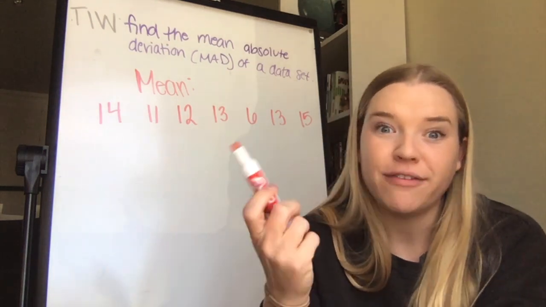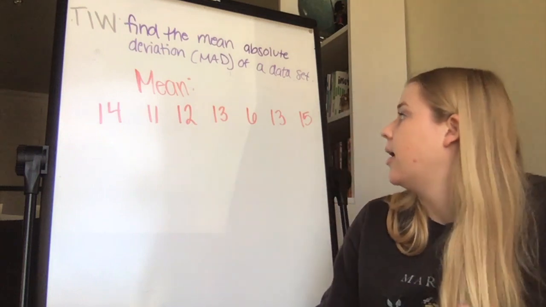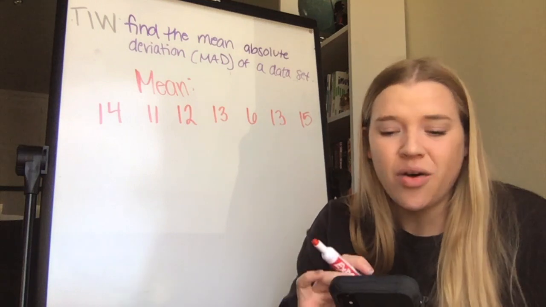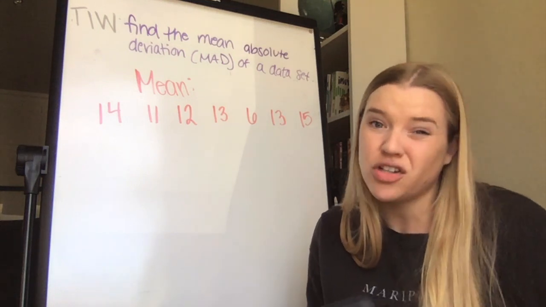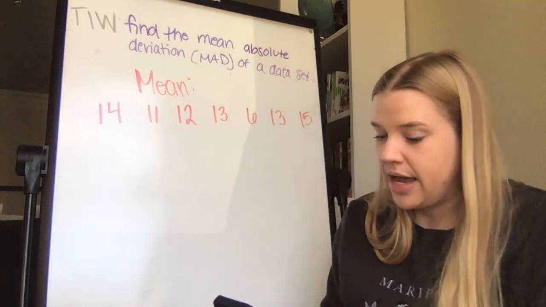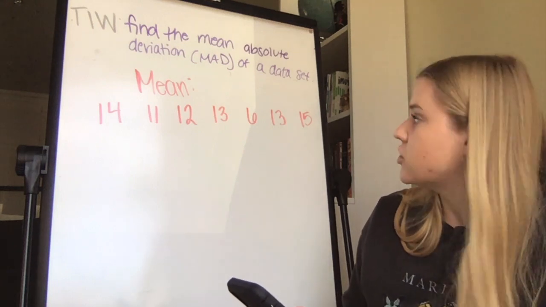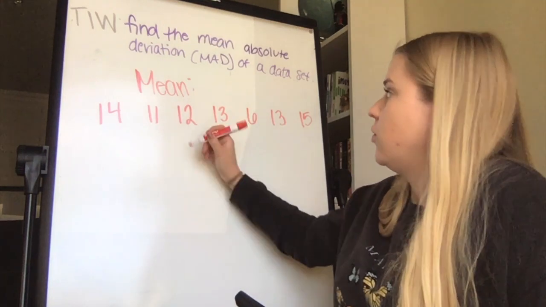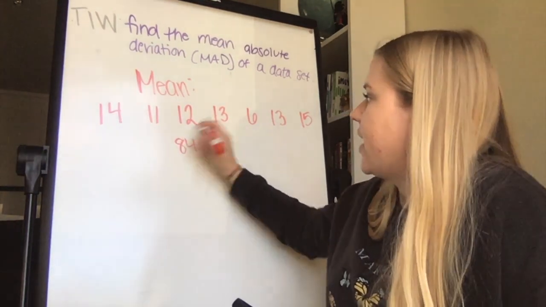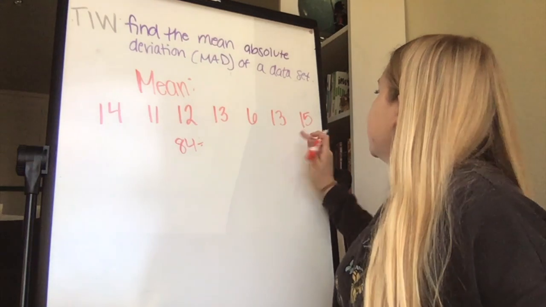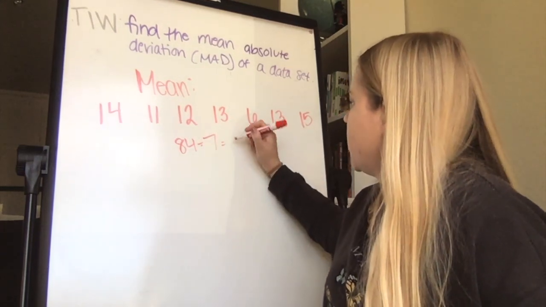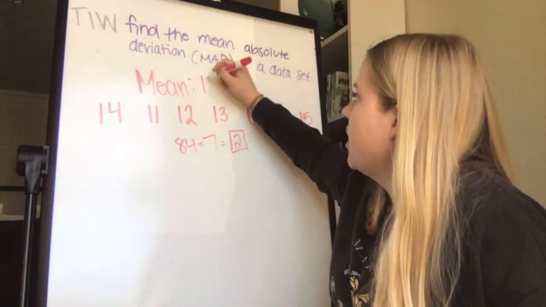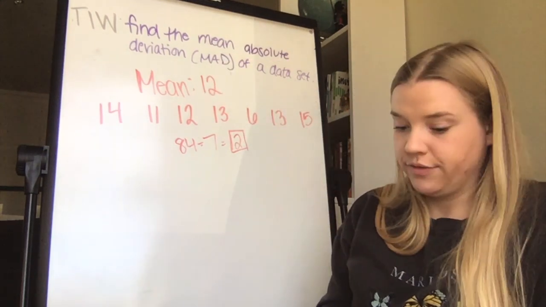Welcome back. All right, if you added up all of these numbers, well, I still have to add them all up. Like I told you, if you want to use a calculator right now, absolutely go for it, because I'm not testing your knowledge on adding, I'm testing your knowledge on finding MAD. So I'm going to do 14 plus 11 plus 12 plus 13 plus 6 plus 13 plus 15. My total was 84 divided by 1, 2, 3, 4, 5, 6, 7 numbers. Your mean should be 12.